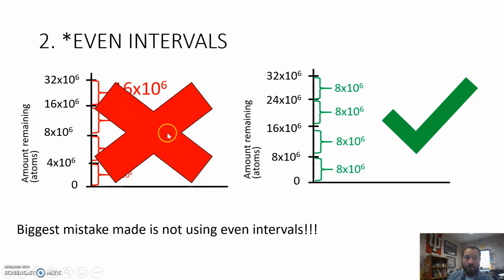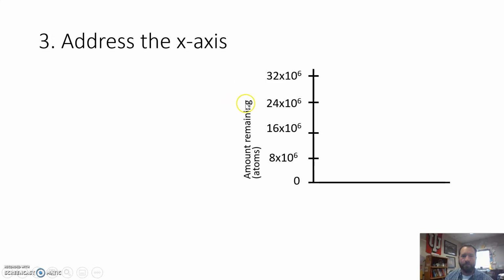And as I mentioned, that's the biggest mistake. So watch out for that. Double check. Don't let your intervals be anything but equal. If you choose 8 to go by 8, don't go by 8 and 16 and 4 and 2. Don't make that mistake. It's made way too often.